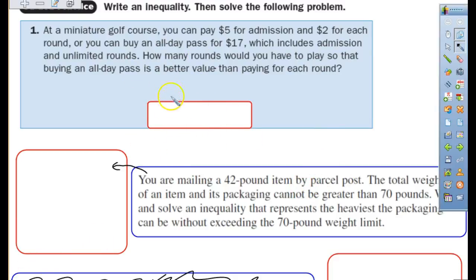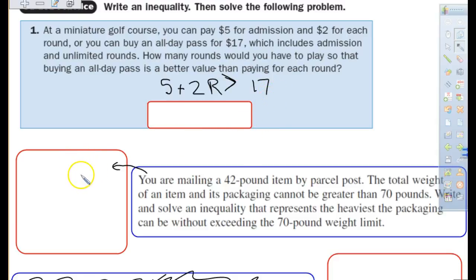Okay? Read it. $5 admission, right? Plus $2 for each round. I might even use R for round instead of X. Could you use X? Sure. I want to find out when that is going to be greater than or equal to 17. When this is greater. I want to know when this is a better buy, okay?